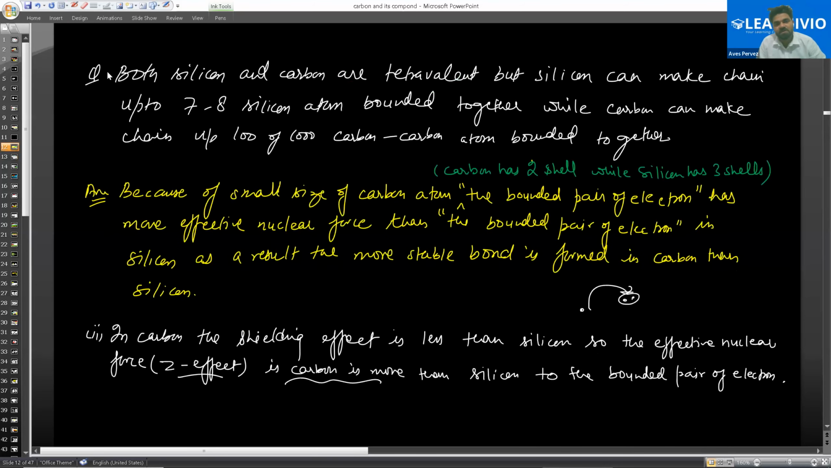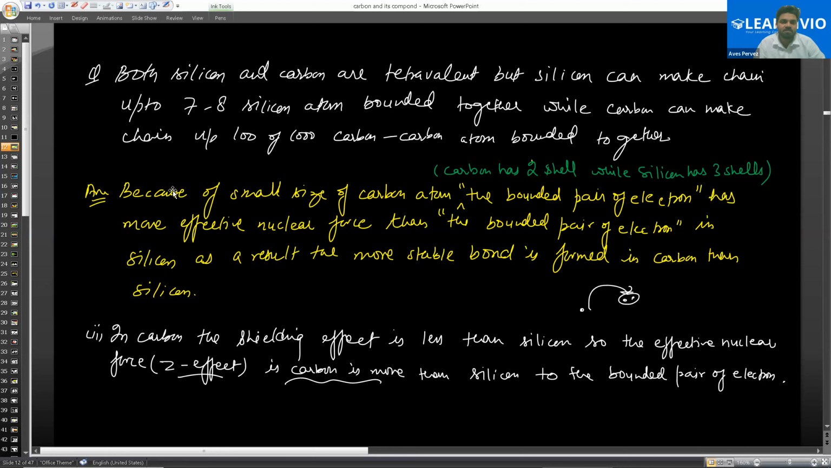Next, sir. If the question comes: why are both carbon and silicon tetravalent, but silicon can make a chain of only 7 to 8 atoms joined together, while carbon can make chains of hundreds or thousands of carbon atoms bonded together? The reason is the small size. Carbon has two shells and silicon has three shells, so because of an extra shell, silicon has an extra size.